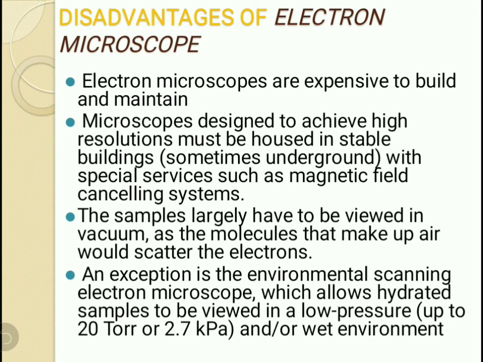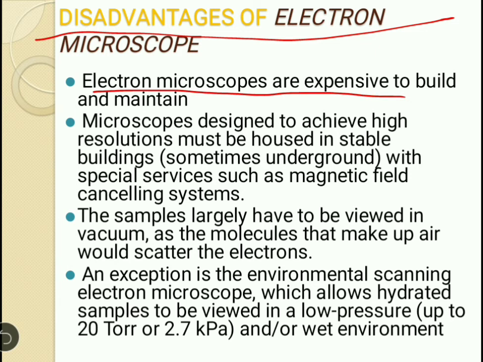Now you can see what the disadvantages of electron microscopes are. Electron microscopes are expensive. A microscope designed to achieve high resolution must be housed in a stable building with special services such as magnetic field cancelling systems. So specially made equipment is there, and they require proper space. Then the samples largely have to be viewed in a vacuum, as the molecules that make up air would scatter the electrons.